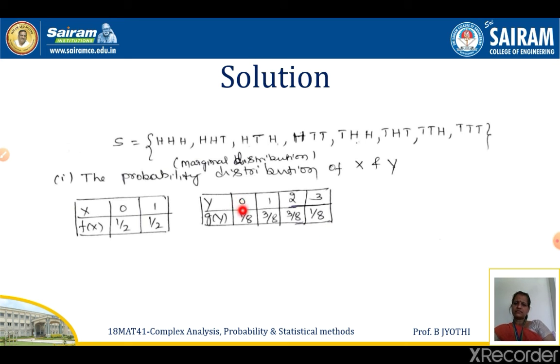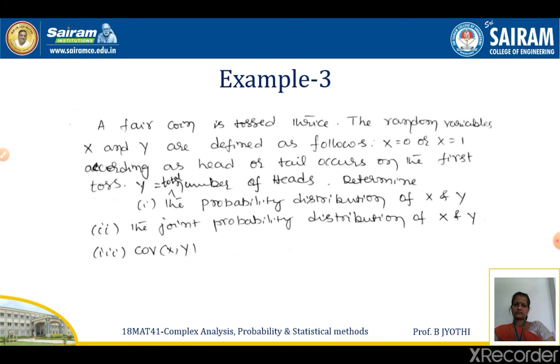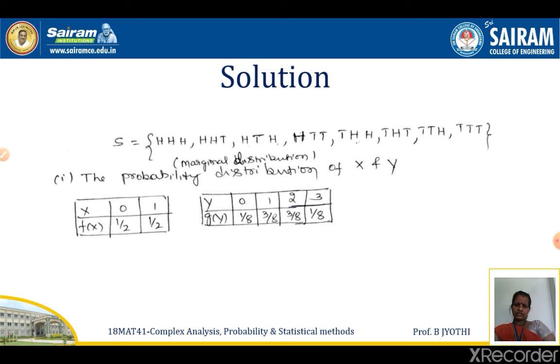Here 0 heads, how it is coming is 1 upon 8. Only one combination we are getting out of 8. And one head out of 8 means 3 combinations we will be getting. This is one, this is another one. Only the 3 combinations we get. Similarly, 2 heads out of all the combinations means it will be 3 out of 8, and 3 heads 1 out of 8. These are all the combinations we are getting.